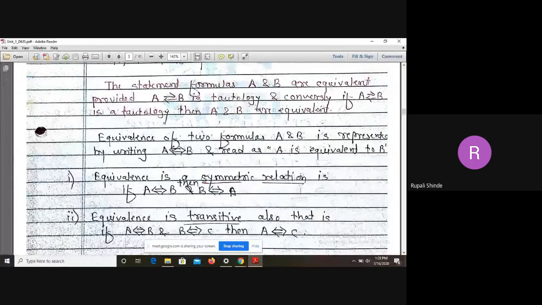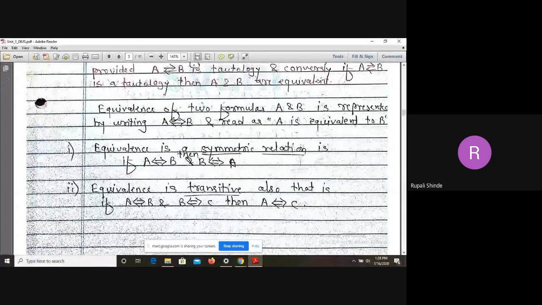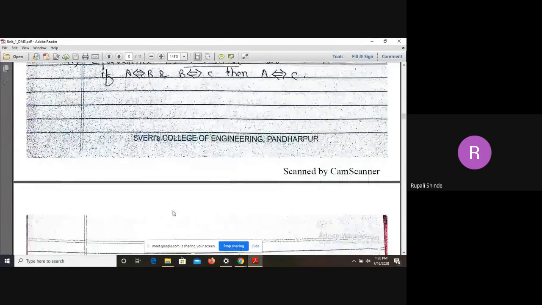Again, the second property: equivalence is a transitive relation. It means what? If A is equivalent to B and B is equivalent to C, then A is equivalent to C. So this is called transitivity. So this equivalence relation satisfies these two properties. First one is symmetric and second one is transitive.